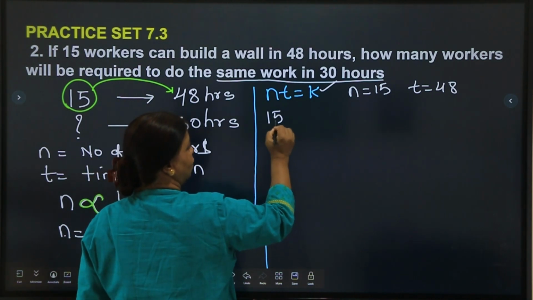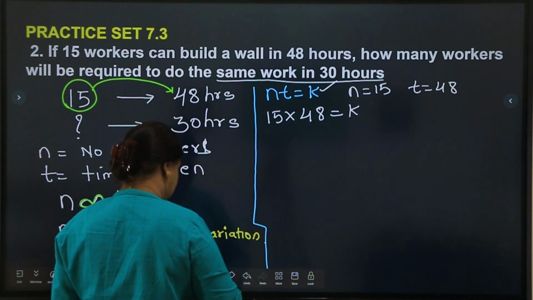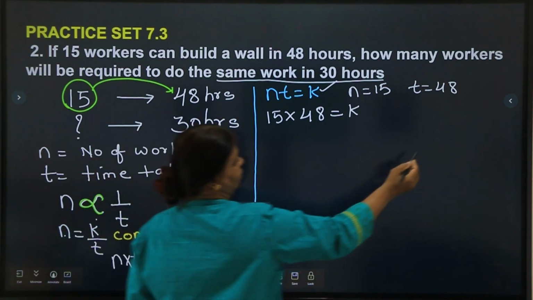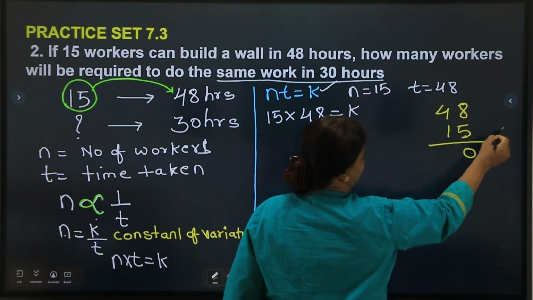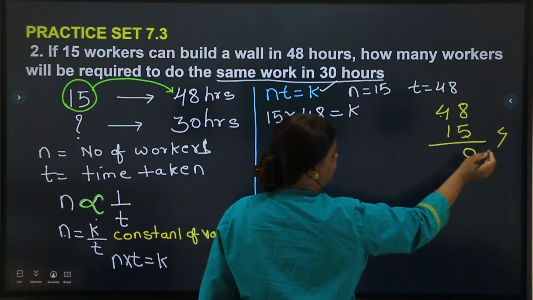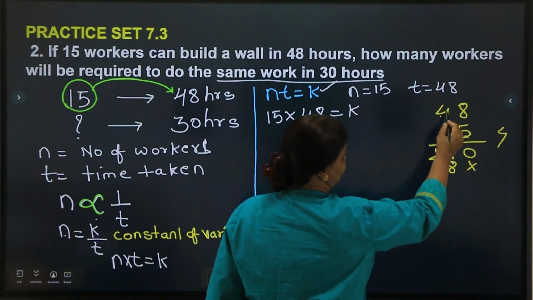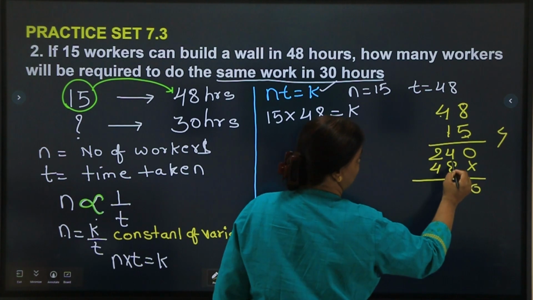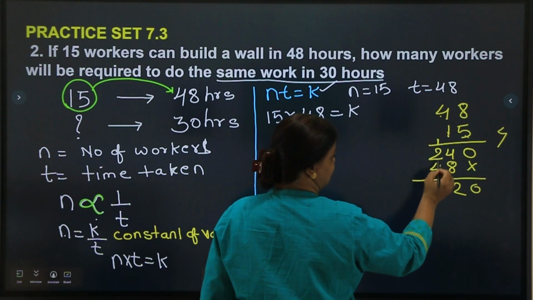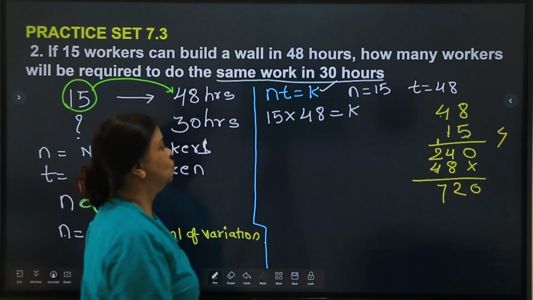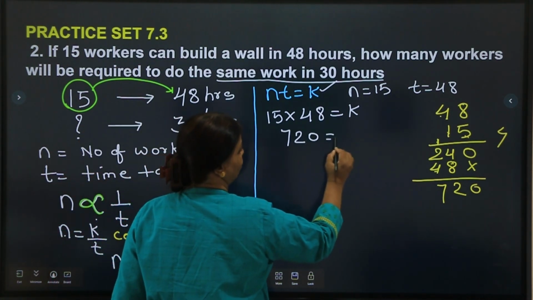So 15 into 48 is equal to K. Multiply 15 and 48. So 48 multiplied by 15: 5 8s are 40, carry 4, 5 4s are 20, 20 plus 4, 24. 1 8s are 8, 1 4s are 4, 4 plus 8 is 12, 2 plus 4, 6 plus 1, 7, 20. So K value will be 720 is equal to K.